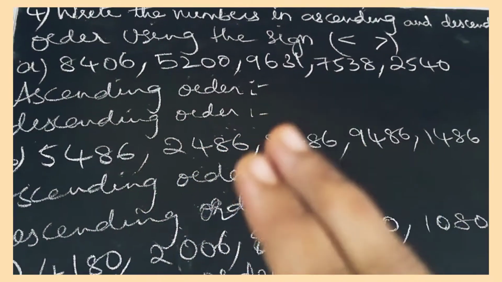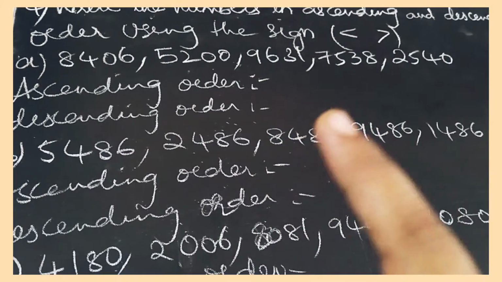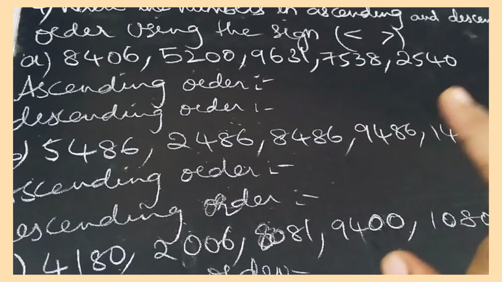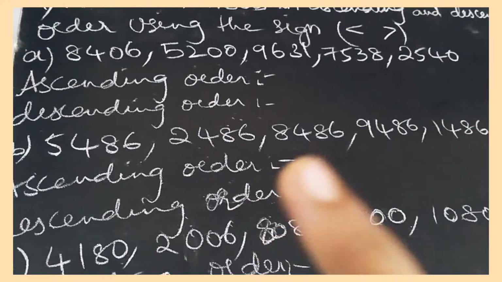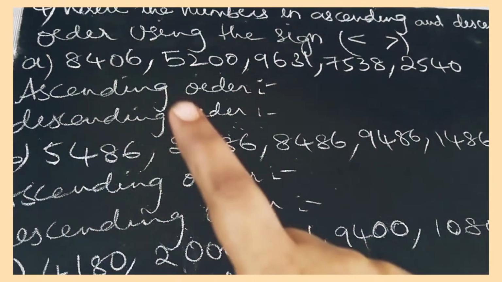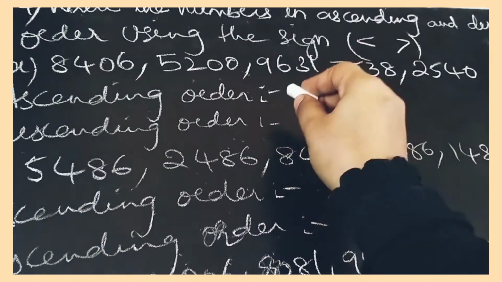The numbers are 8406, 5200, 9631, 7538, 2540. You have to write these in ascending order. Ascending order means from small to big. So which is the smaller number here? Here 8000 is given, here 5000, here 9000, here 7000, here 2000. So the first one is 2000.